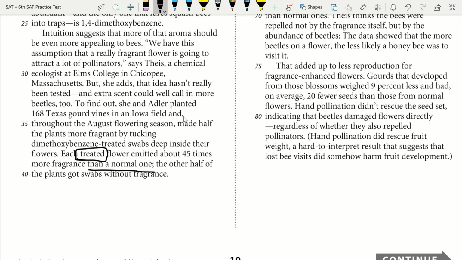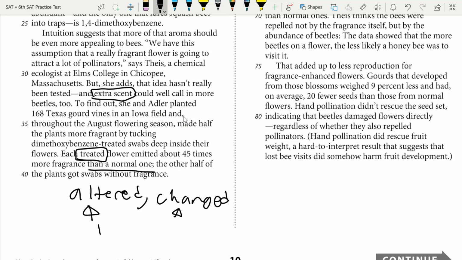Okay, we know this is in context to him talking about how he's putting those fragrances behind those flowers or in those flowers to add that extra scent, right? So he's really altering the flowers. So another word there would be a changed flower or an altered flower. Those would both be good options. Okay, each changed flower, each altered flower. Altered would be my number 1 choice. Changed would be my number 2 choice.